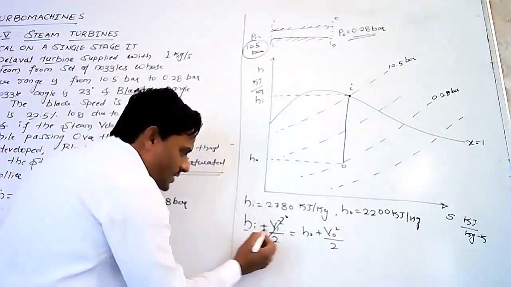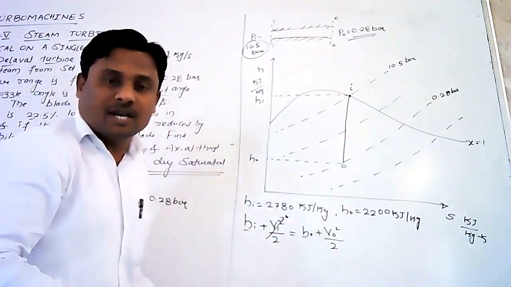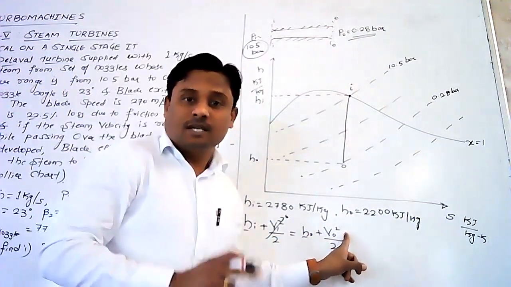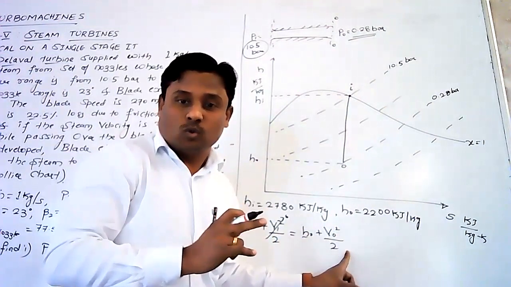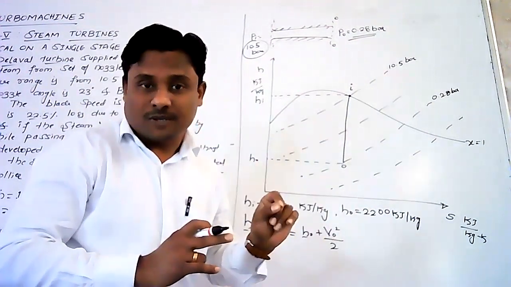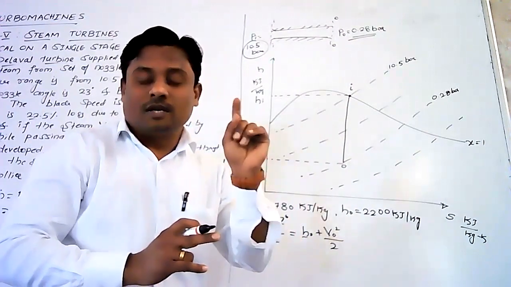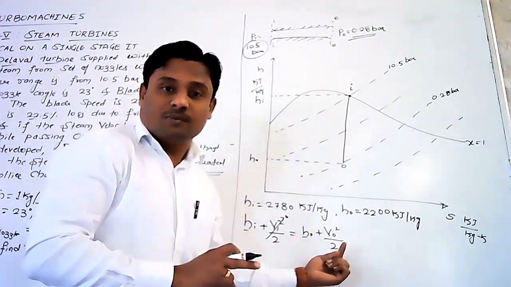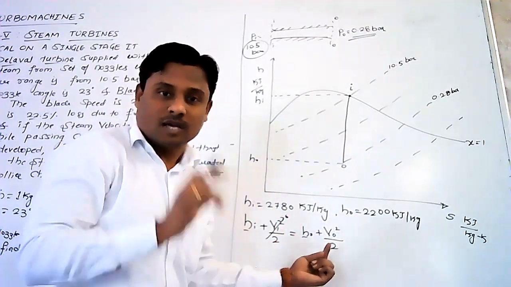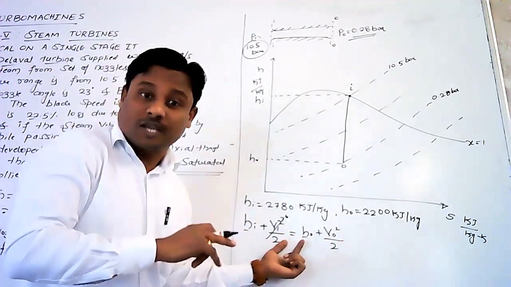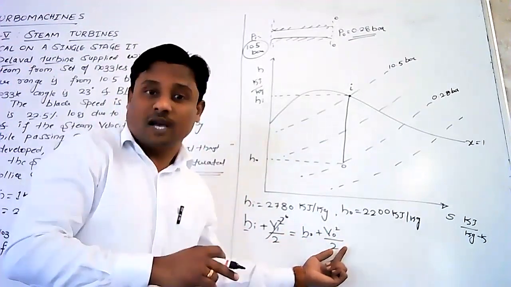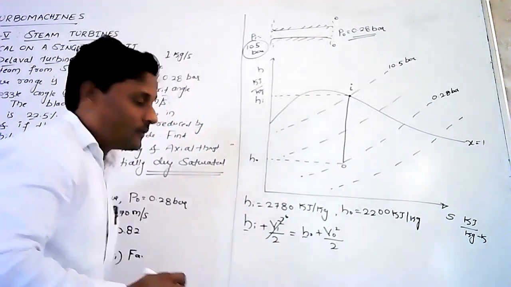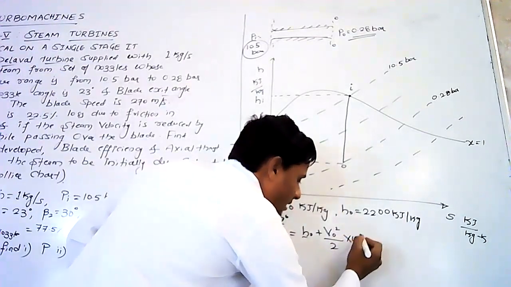Now we know that the Hi and H0 values are in terms of kilojoules per kg. But here, if V is in meters per second, then V square by 2 is nothing but specific kinetic energy, in terms of joules per kg. So I repeat, the value of H is in kilojoules per kg, and the specific kinetic energy is in joules per kg. We cannot add them. So that's why we have to multiply this term with 10 to the power minus 3.